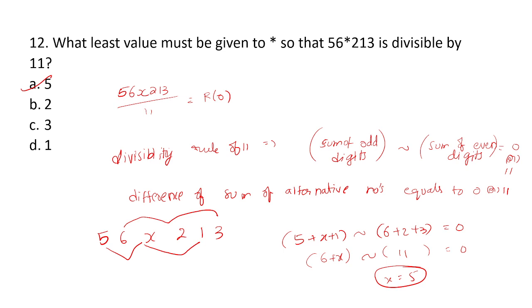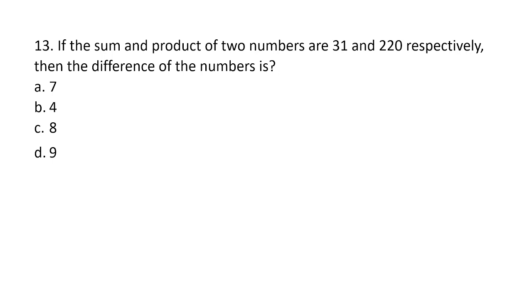Let's jump into our last problem today. So this is a question, guys. This is a question on numbers. It is given if the sum and product of two numbers are 31 and 220 respectively, then the difference of the numbers is. So it is given two numbers. So let's say those two numbers are A and B.